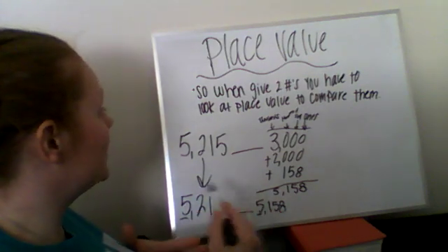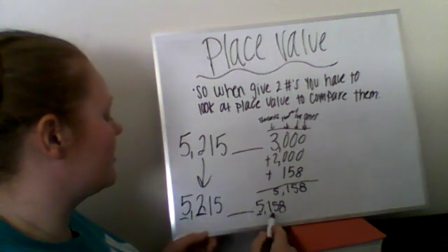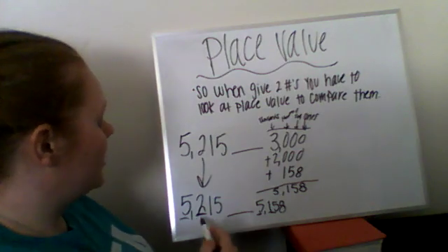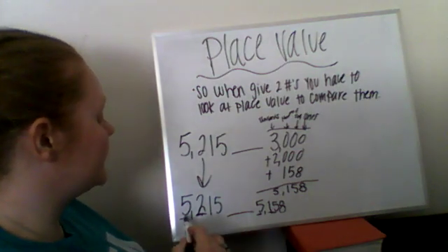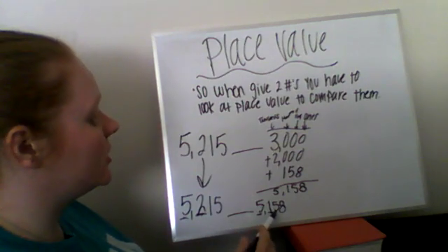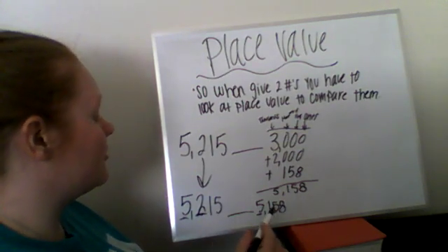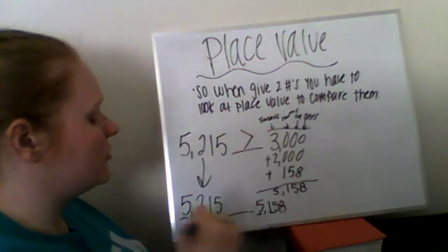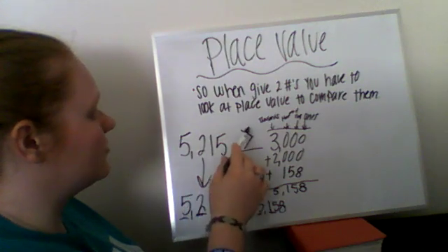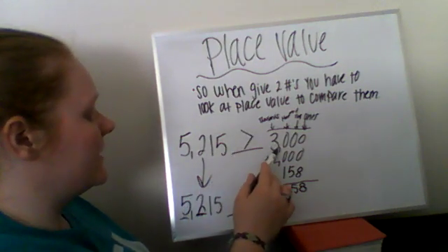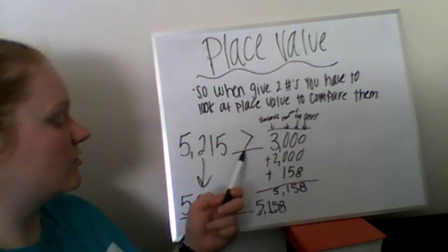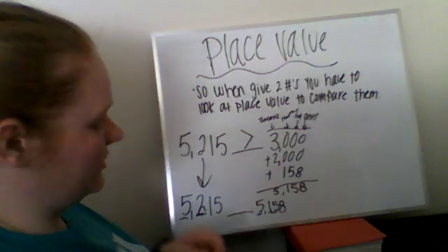We need to move into the next place value to know which one is bigger. So if you look in our hundreds, we have a 2 right here and a 1 right here. We can stop right there because I know 2 is greater than 1, so I know this 5,215 is going to be greater than 5,158 because 2 is greater than 1. So my problem, the answer is going to look like that. 5,215 is greater than 5,158. Okay, and this sign just shows that it's greater than.